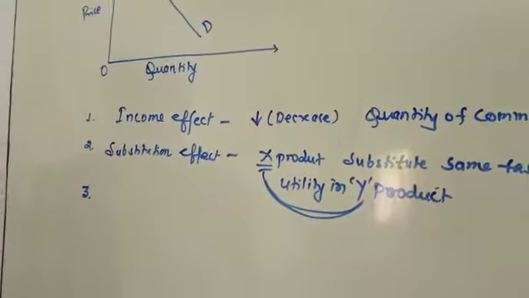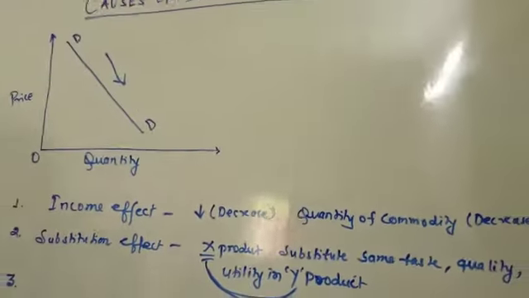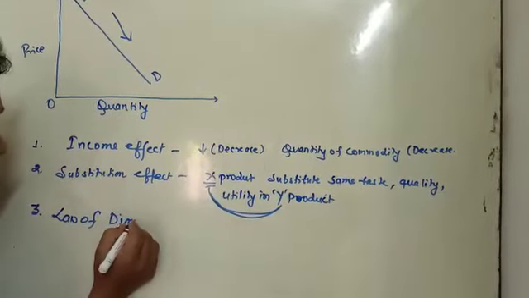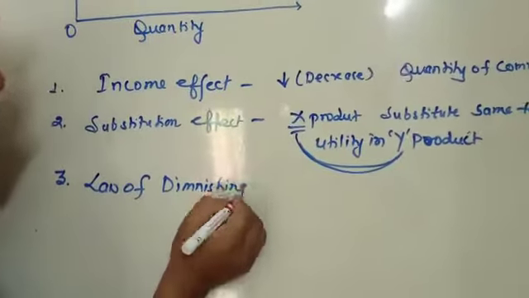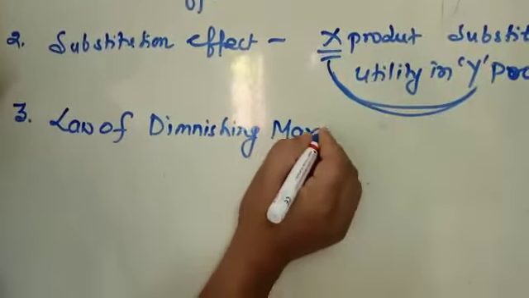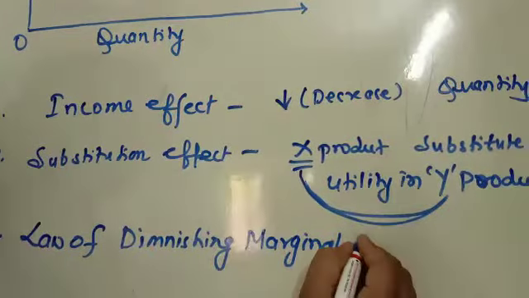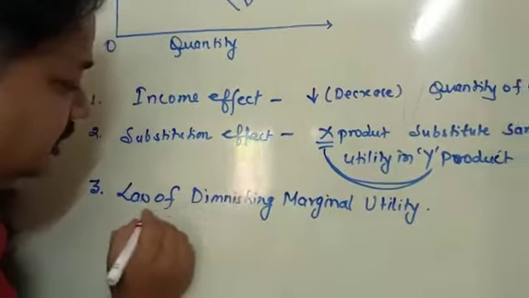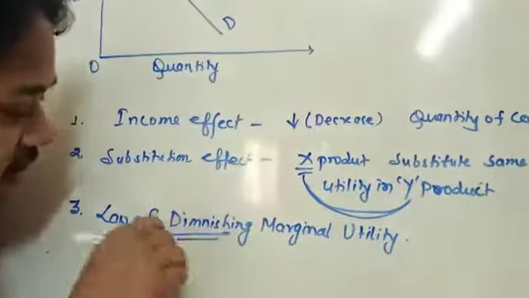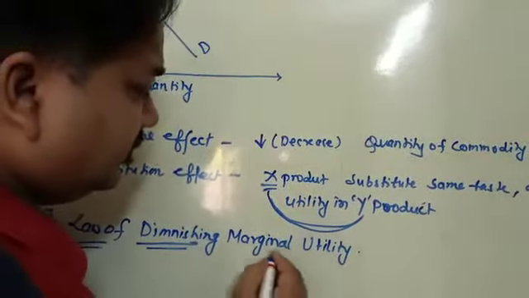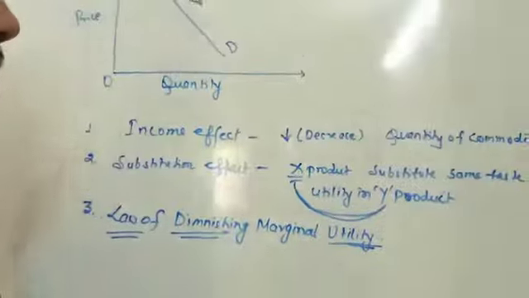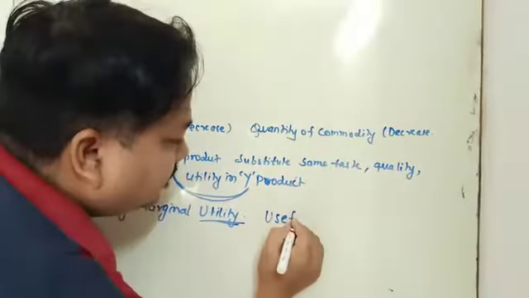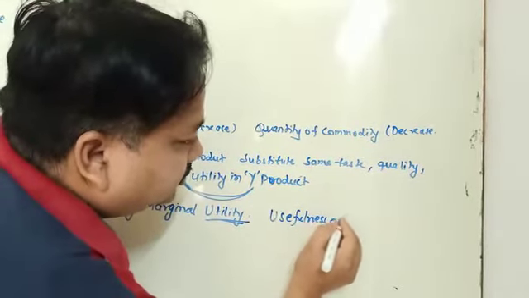Third is the law of diminishing marginal utility. My dear students, law means rule, diminishing means down. What is marginal? First we have to understand utility. Utility means usefulness of goods.